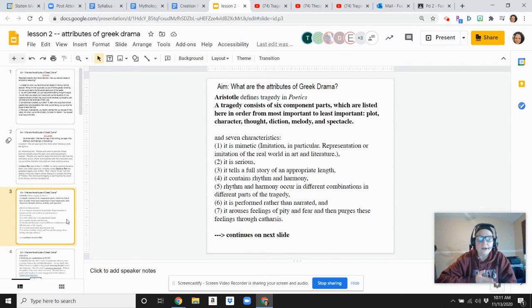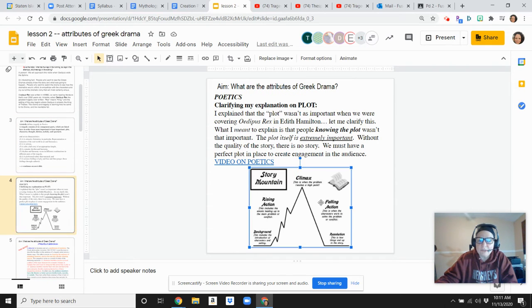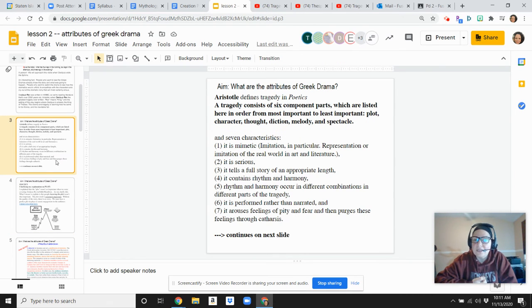To understand, everybody already knew the plot of Oedipus Rex when they went to see the play. That's not what he means by most important. What he means is like this chart right here: it has this perfect plot diagram where you have the exposition, the rising action, the climax, falling action, and the resolution. It has to be perfect because that's what creates the engagement. If you don't have this perfect plot, then people won't be engaged in the story in and of itself.